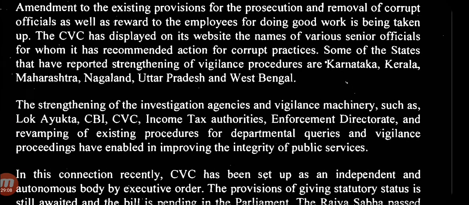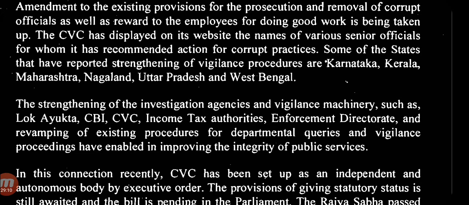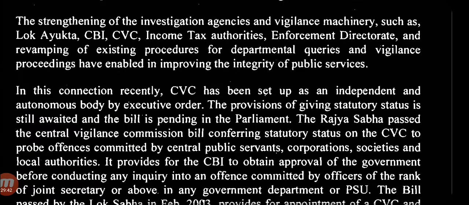Amendment to the existing provisions for the prosecution and removal of corrupt officials as well as reward to the employees for doing good work is being taken up. The CVC has displayed on its website the names of various senior officials for whom it has recommended action for corrupt practices. Some of the states that have reported strengthening of vigilance procedures are Karnataka, Kerala, Maharashtra, Nagaland, Uttar Pradesh, and West Bengal.